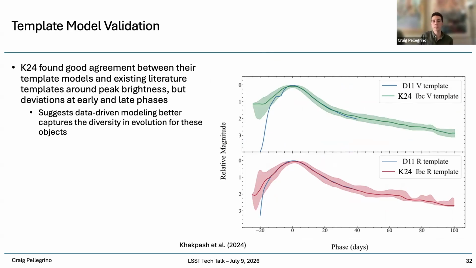They do notice some differences between the two templates. So for example, theirs extend much farther out to something like 100 days, whereas the Drout templates end at like 40 or 50 days or so. And they also notice this disagreement at early times, where their templates tend to be much shallower and slower evolving than the earlier templates showed. And this may suggest that this data-driven modeling, which they undertook, is better suited to capturing the sort of diverse evolution of these objects at early times. Particularly, maybe it's capturing some of these double-peaked light curves that might have been missed previously.